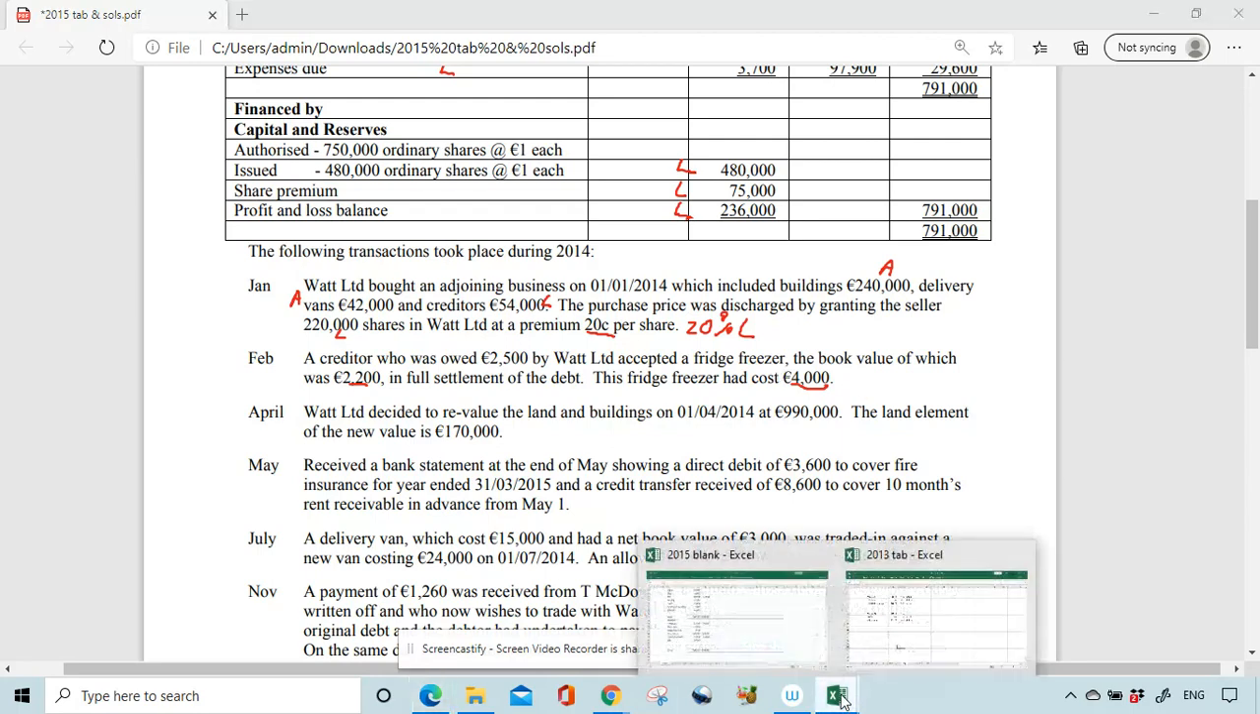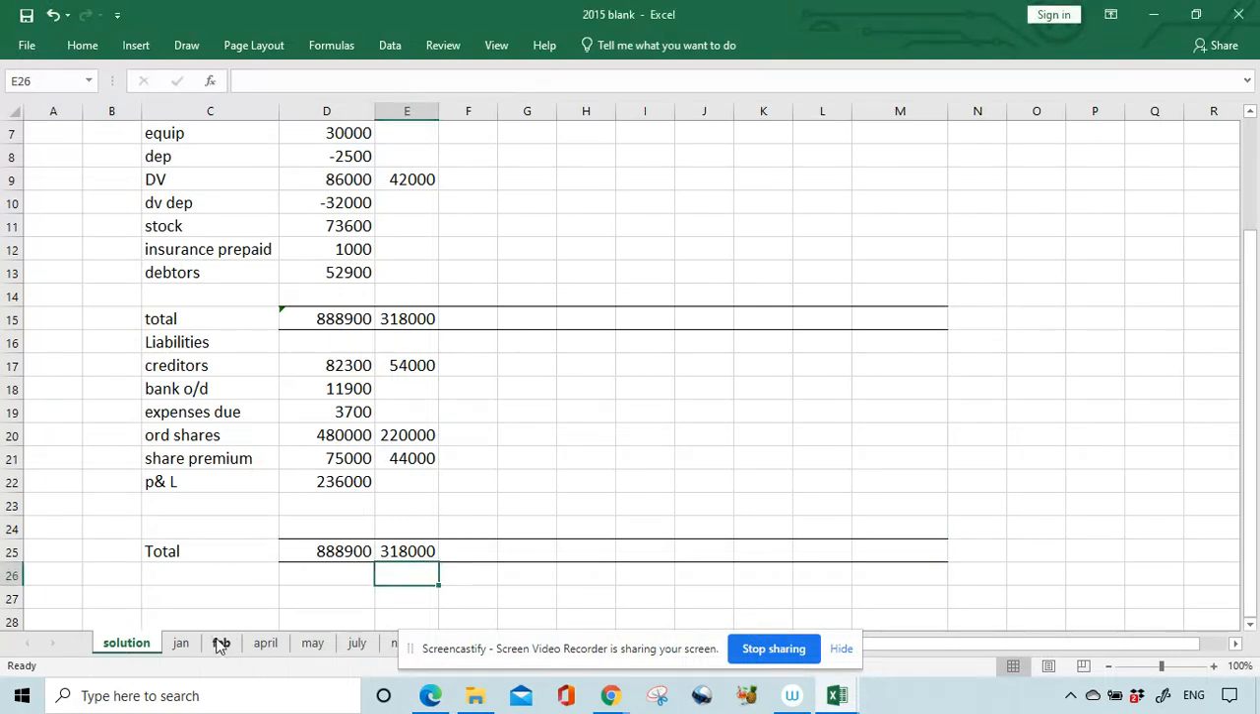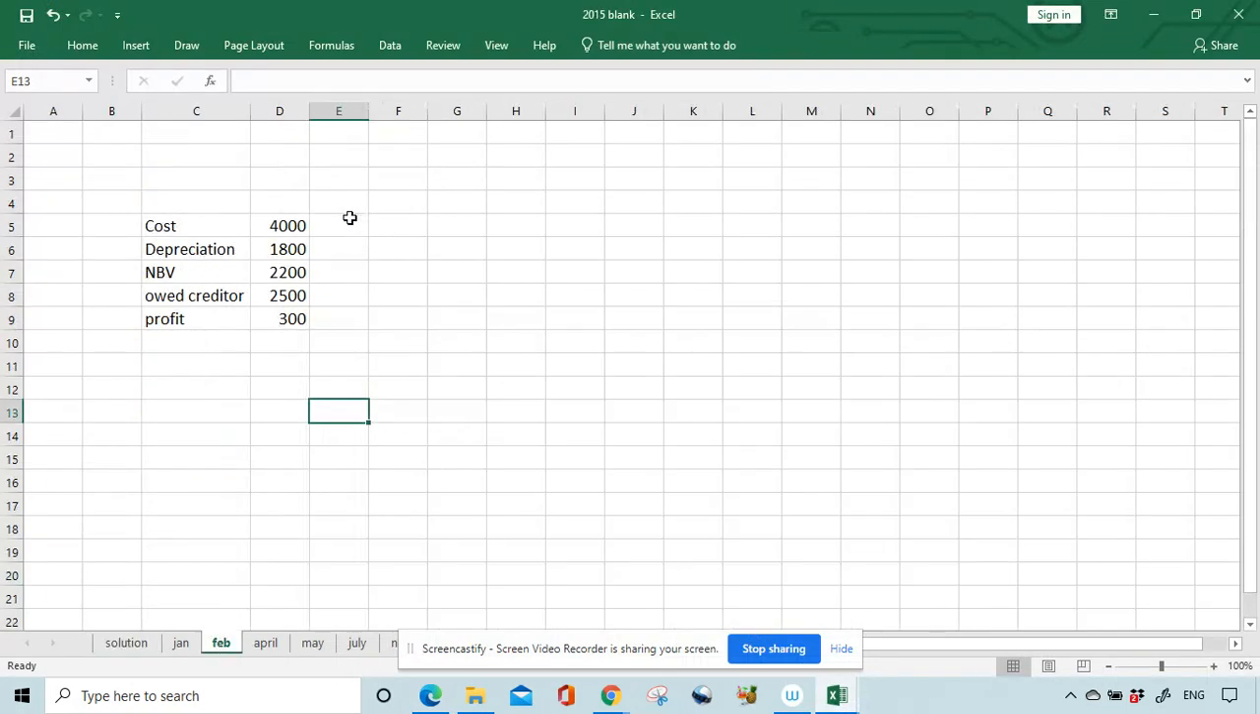So if I go to my notes, that's the way I do it. The fridge cost 4,000 and the net book value was 2,200. So working backwards, I can work out the depreciation was 1,800 because when I dispose of something, I also need to dispose of the depreciation. We owed the creditor 2,500. We gave them a fridge worth 2,200, so we made a profit of 300.